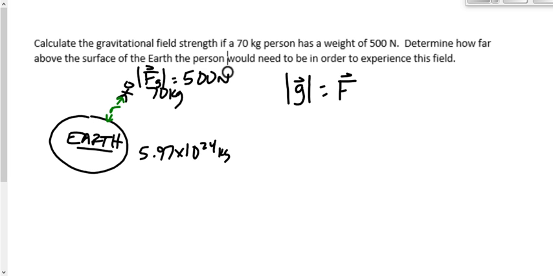g is equal to F over m. The force is 500 newtons. What mass do I use here, the 70 or the 5.97? Braden, what mass do I use, 70 or 5.97 in the experiencer equation? 70. So 500 divided by 70 kilograms.